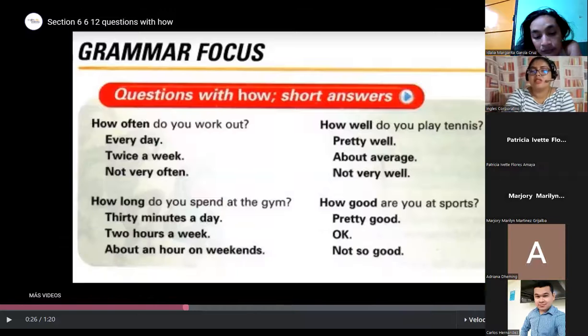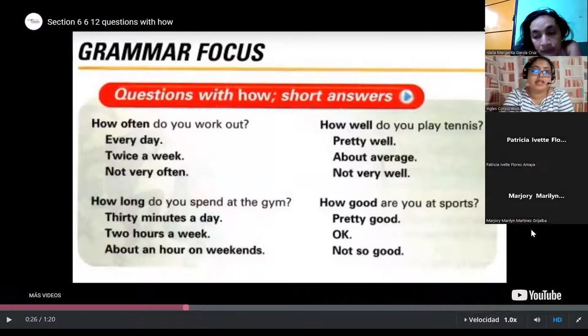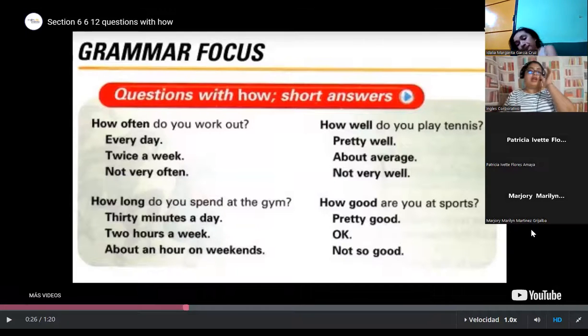Okay, in this case, we are not just talking about how to create questions with how. In this case, we are understanding what is the use that we can give to this word. And if you read this information, they are giving you different combinations of words and what kind of information you can have when you are answering these questions. We have how often, how well, how long, how good. Remember that when we are learning about the WH words, we know that how has different combinations in which we can talk about different things that are very specific.